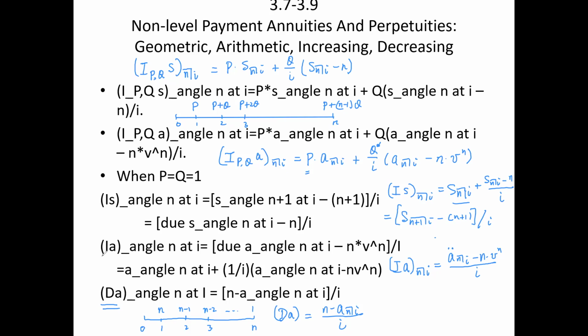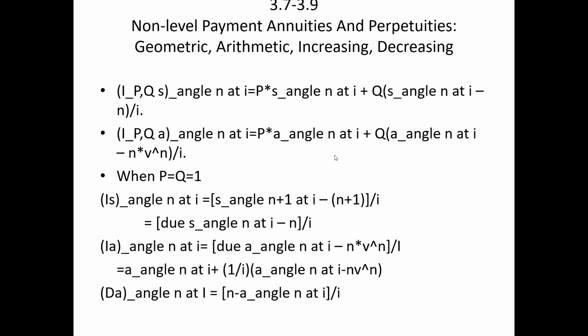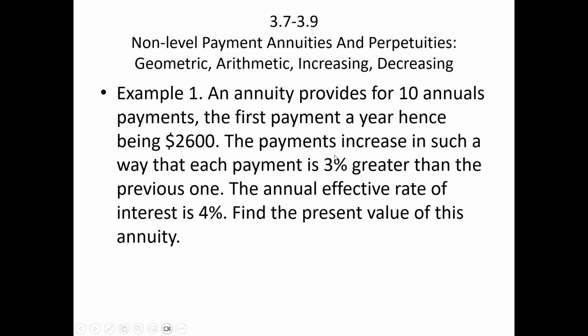All right, let's look at some examples. The calculation is a bit involved, so I'm not going to give detailed calculations. The first one: an annuity provides for 10 annual payments. The first payment a year hence is $2,600. The payments increase in such a way that each payment is 3% greater than the previous one. The annual effective rate is 4%. Find the present value of this annuity.